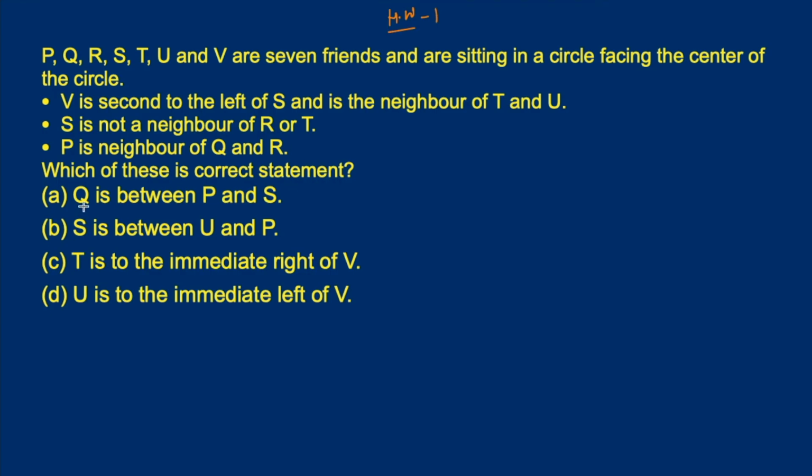First statement is that Q is between P and S. Second says that S is between U and P. Third says T is to the immediate right of V, and fourth says that U is to the immediate left of V. So you have to again make the circle and you have to do it. This is a very good question. Try to do it correctly, okay? And do let me know in the comment section what answer you have got.